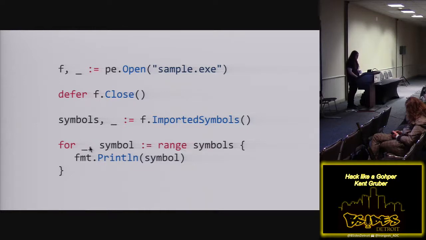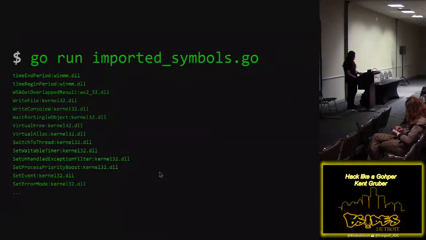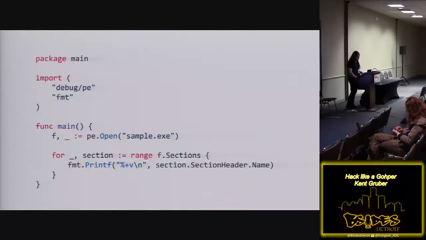And then I'm going to range over that slice or array of symbols, and then I'm going to print them to the screen. And so if I were to run it, something like this would be seen. And this is specifically running on a Golang binary, a PE that was compiled with Go. And so I could run and get the imported symbols, and I could build this out into a much nicer command line application that didn't have a hard-coded sample.exe path or whatever. But I hope you get the point.